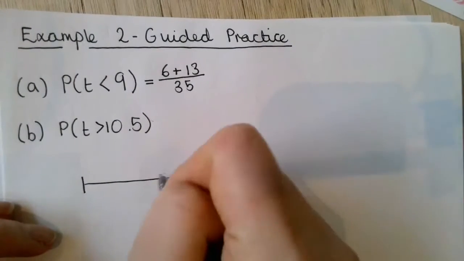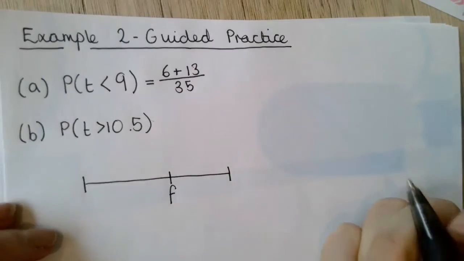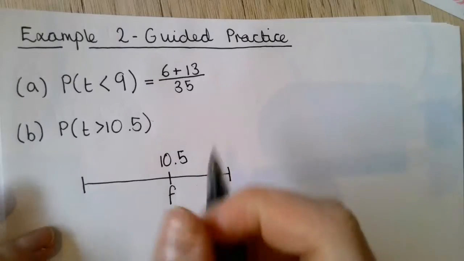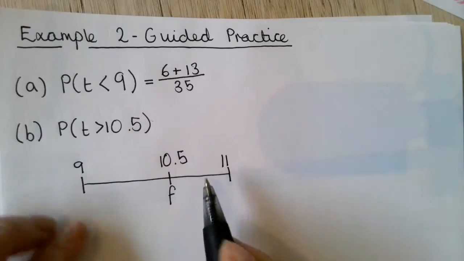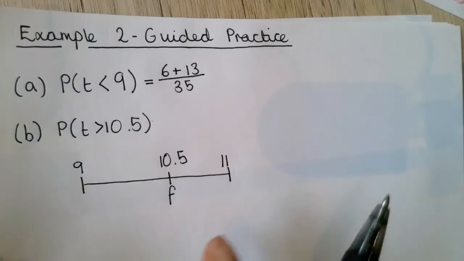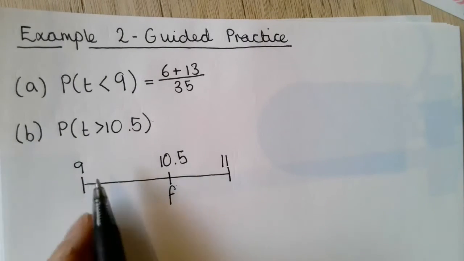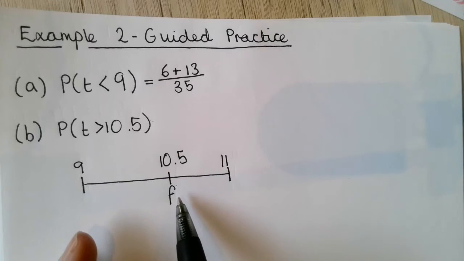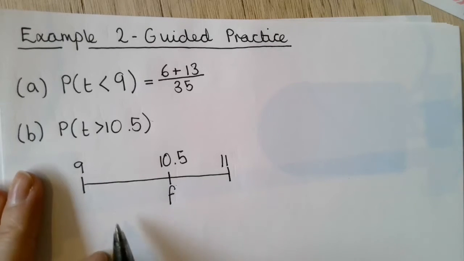So we're going to find the cumulative frequency of 10.5, which is in the group between 9 and 11. So 10.5 is in the group of the times between 9 and 11. We want to find the cumulative frequency within that group for when the time is equal to 10.5. So within that group we've got a frequency of 12.